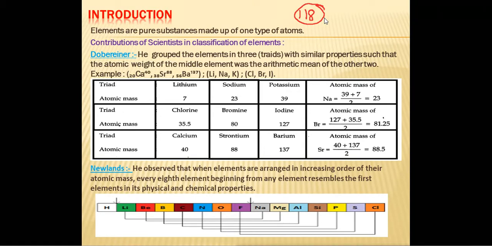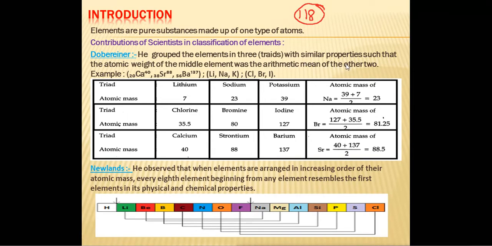So let's see which scientists contributed in the classification of elements. The first scientist was Dobereiner. The first scientist who made his contribution in the classification of elements was Dobereiner. What he did, he grouped the elements in threes. Means only three elements he grouped in a particular order, and he called them triads with similar properties, such that the atomic weight of the middle element was the arithmetic mean of the other two.